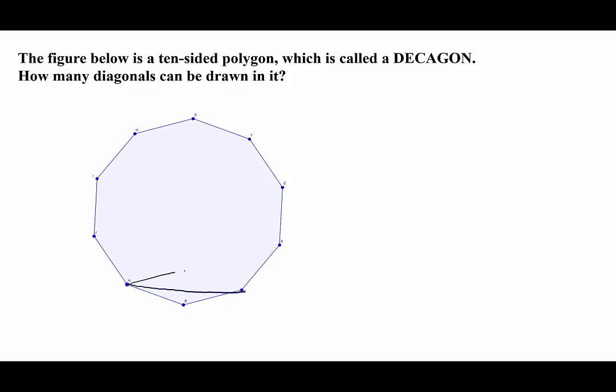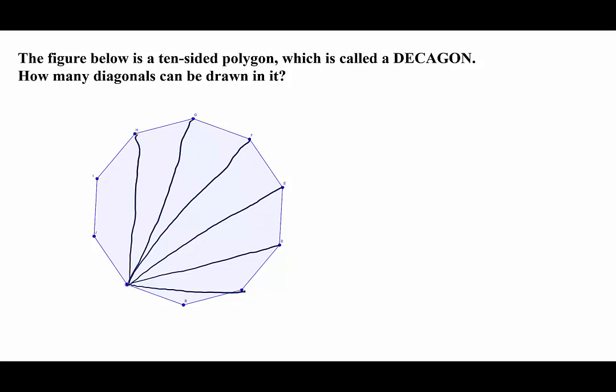The next one will be AD, AE, AF, AG, AH, and AI. And that is a total of 7 diagonals for point A. So now we move on to point B.